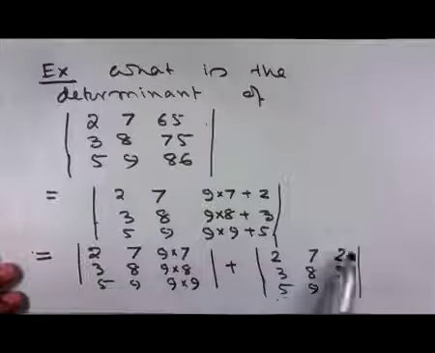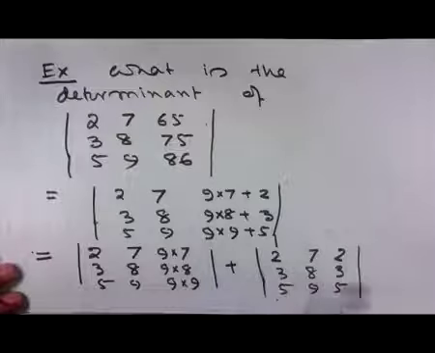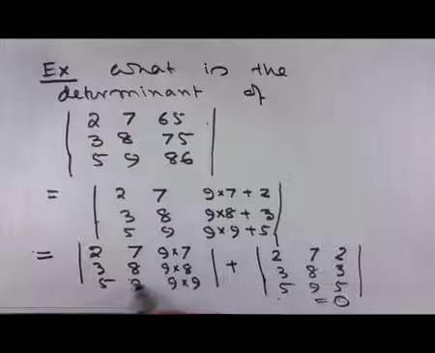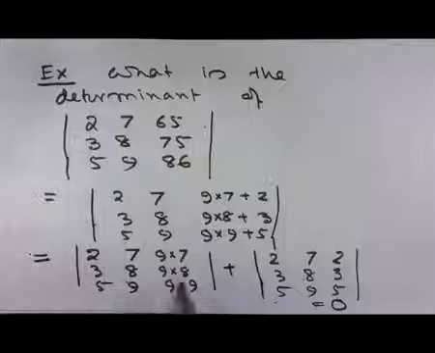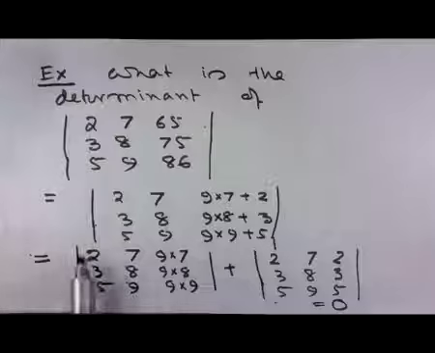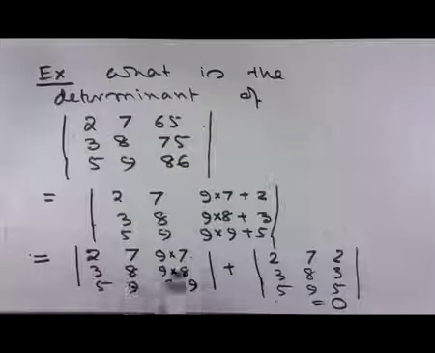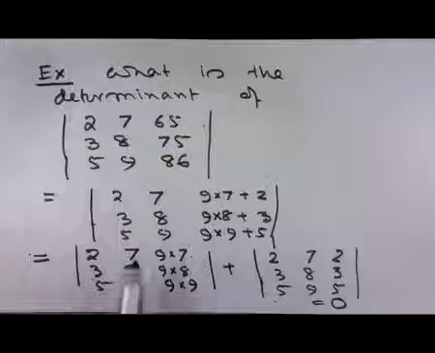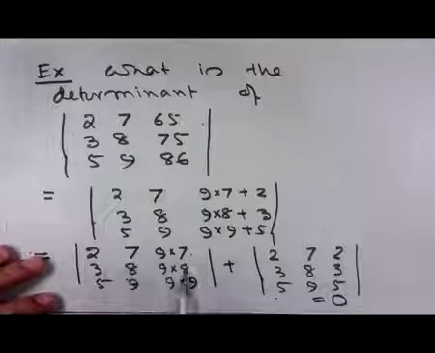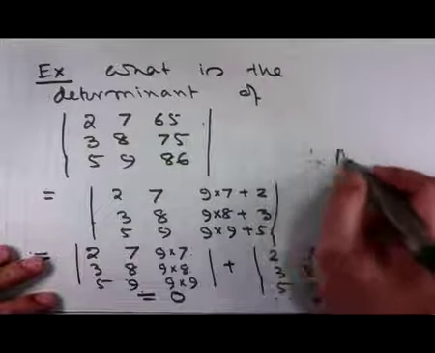The second has 2 columns identical, therefore it is going to give us 0. In the first, column 3 is 9 times column 2, and therefore if I take 9 out, it is 9 times the determinant of 2, 7, 7; 3, 8, 8; 5, 9, 9, and we find it has the same 2 columns. Therefore, its determinant is also 0. Therefore, the answer is 0.